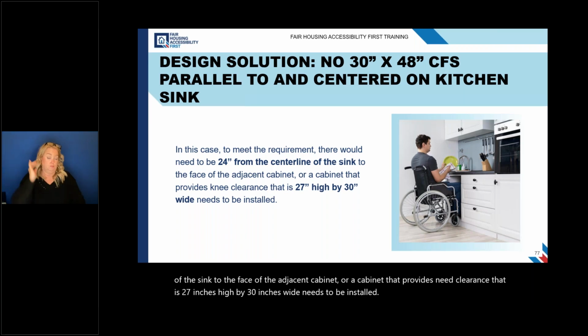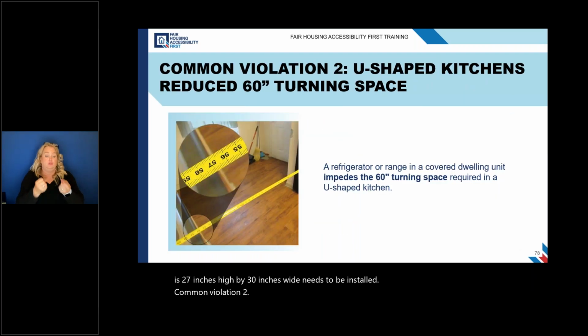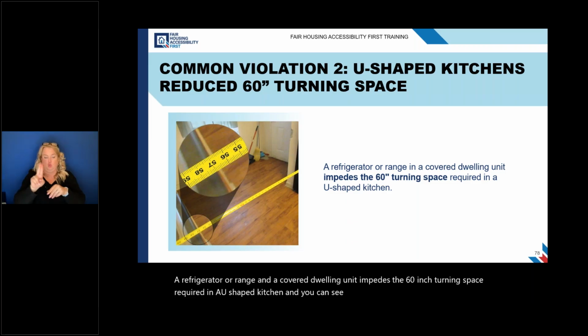Common violation 2: U-shaped kitchens, reduced 60-inch turning space. A refrigerator or range in a covered dwelling unit impedes the 60-inch turning space required in a U-shaped kitchen. And you can see on your screen that the measurement of the space in that kitchen is coming in just short of 57 inches.